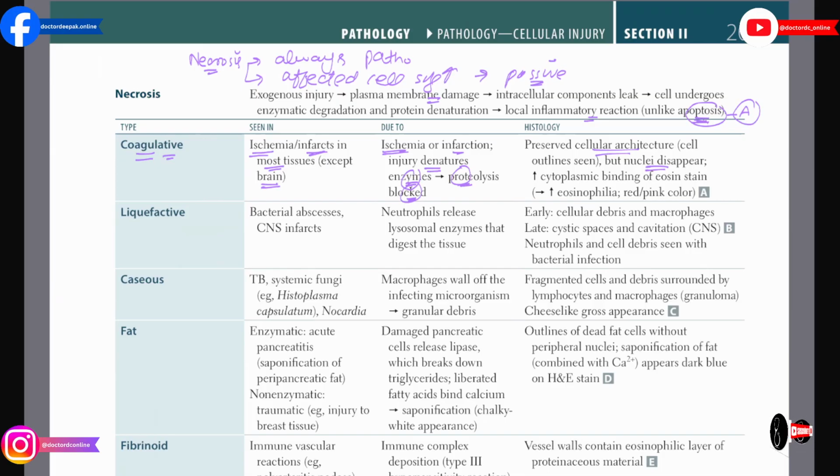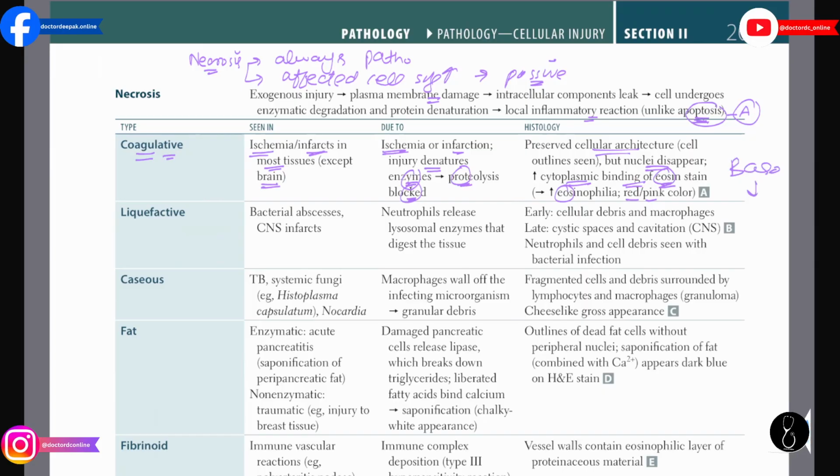Then in coagulative necrosis, when you see the tissue under the microscope, you will see the cytoplasmic binding of eosinophilic staining is increased. Eosinophilic means it is going to look red or pink in color under the microscope or under histology. So eosinophilia simply means the tissue becomes more red and pink. And you also have to get familiar with another term, that is basophilia.